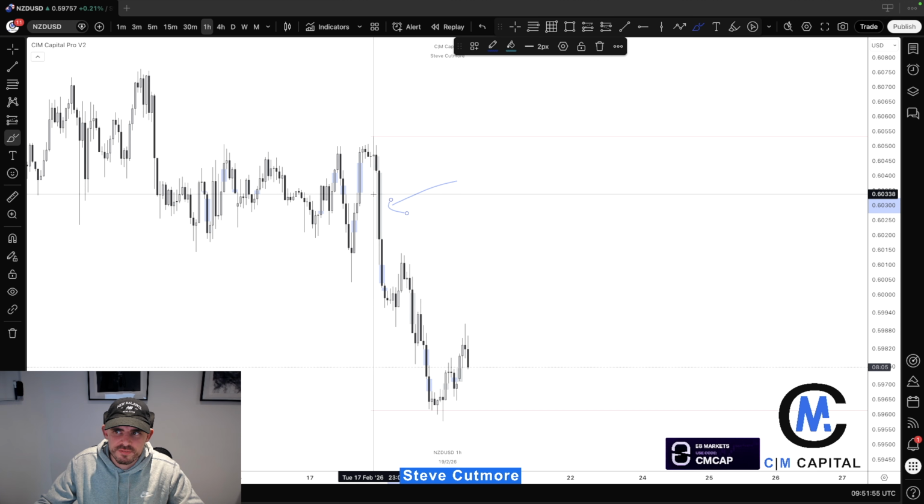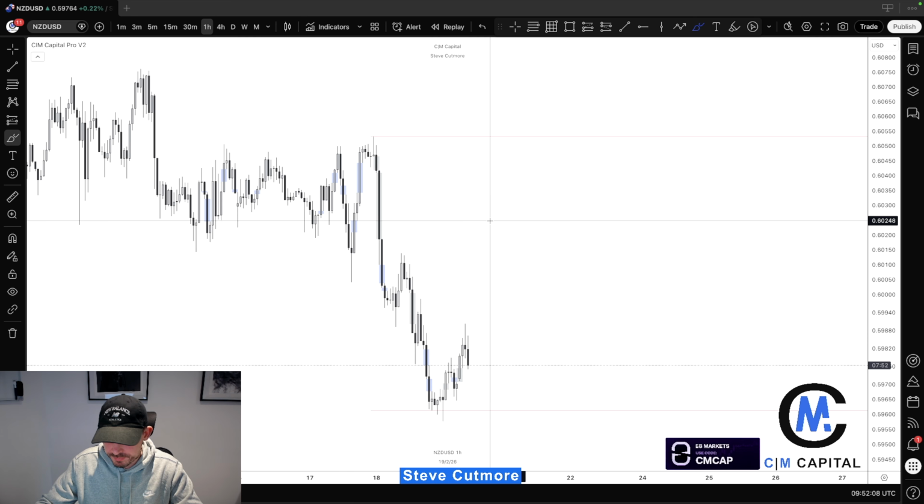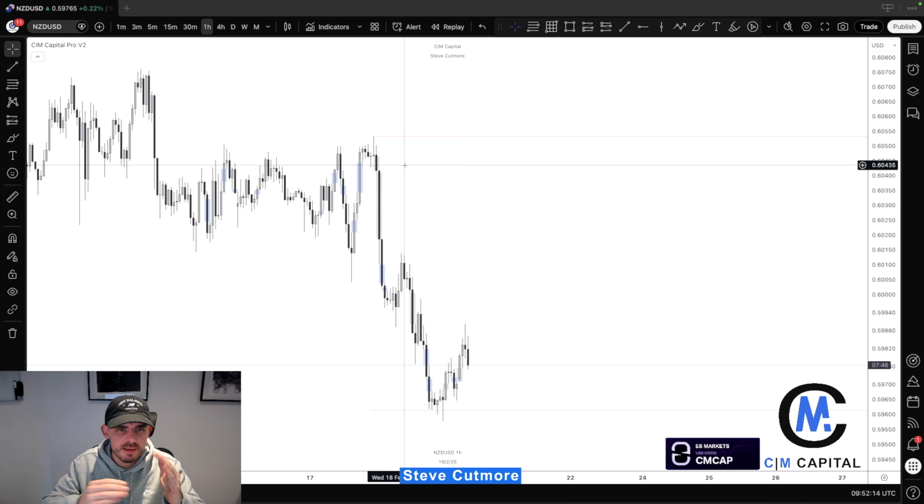The grey boxes are fair value gaps that can get tested, but they haven't been disrespected. The blue fair value gaps are ones that have been disrespected. They both work in our favour, so it's good to have both of them on. So the grey ones, so a fair value gap is when there's a gap between 3 candles.